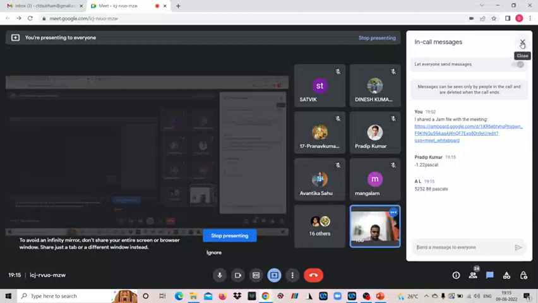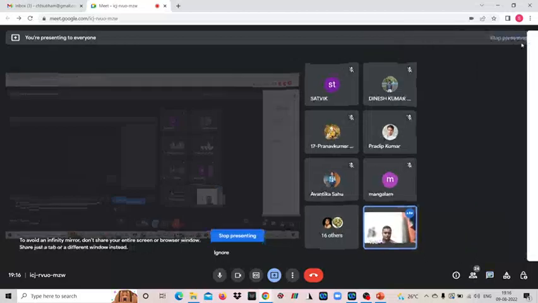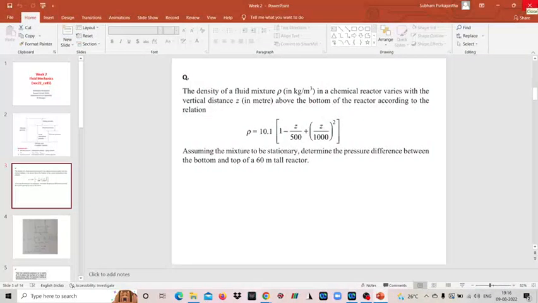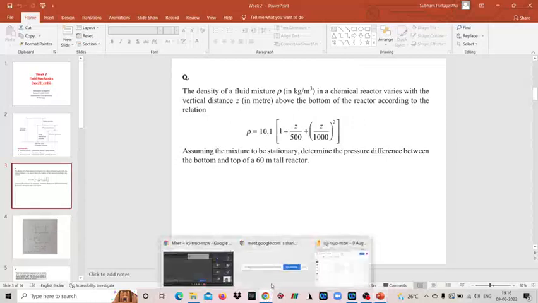Okay, so someone wrote minus 1.22 Pascal, then 5252.88 Pascal. Okay, fine. So let's see. The final answer, though, is very important for competitive exams, but the concepts and how you have done it are very important.